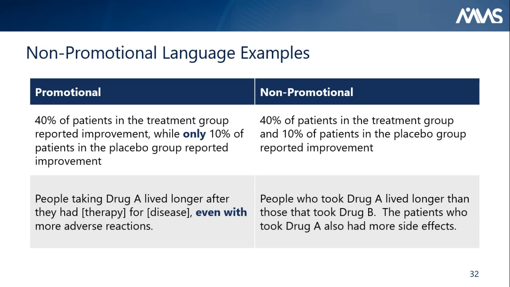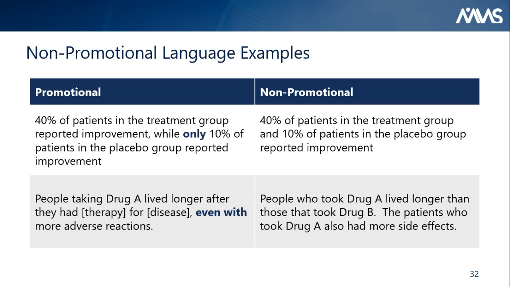So to provide some examples, these are examples of promotional and non-promotional ways to write the same information. So in the first example, by using the word only to describe the placebo group response, this could imply that the response of 10% in the placebo group was unacceptable, or that the 40% response of the interventional group was significant. So in order to make this non-promotional, we simply state the percentages without any qualifiers.